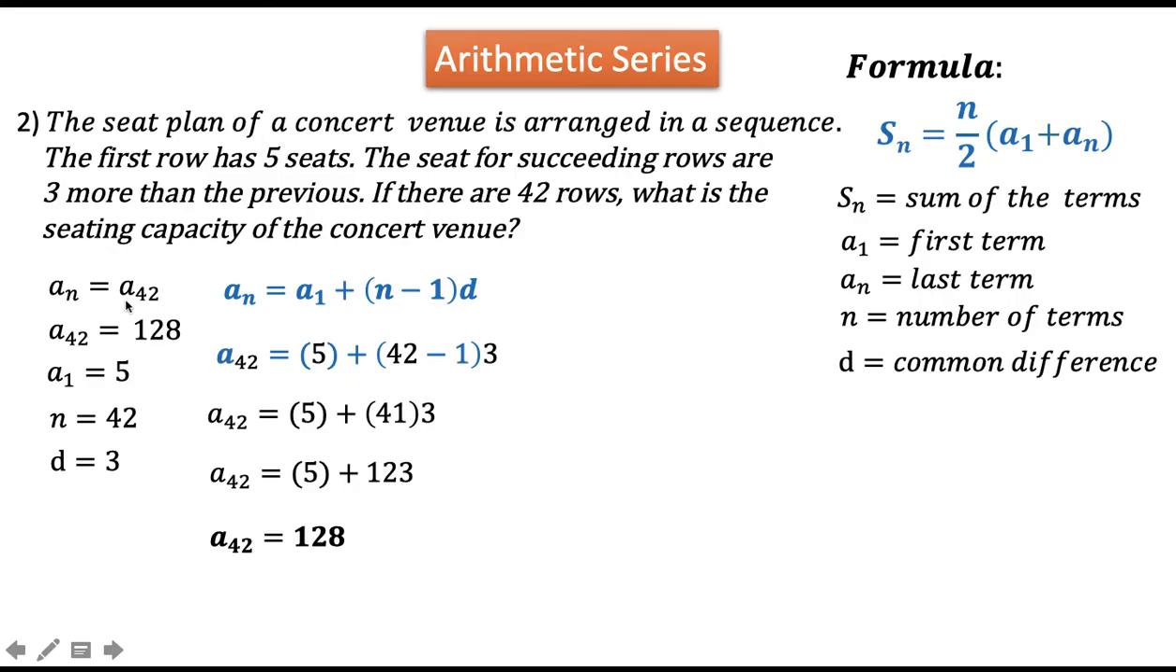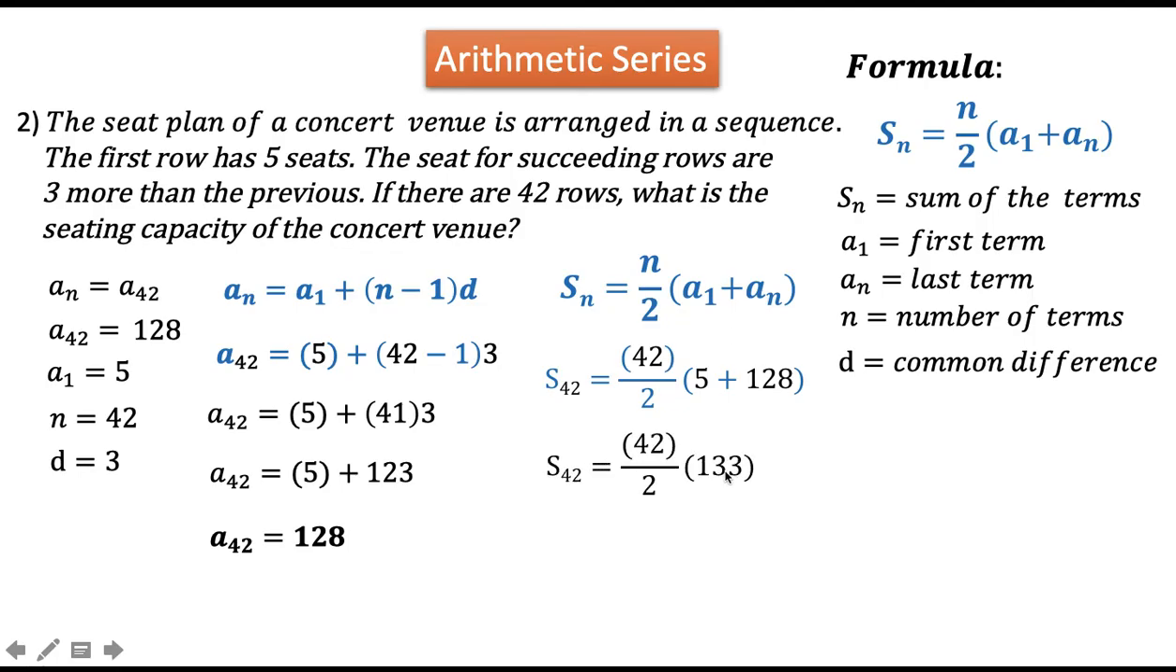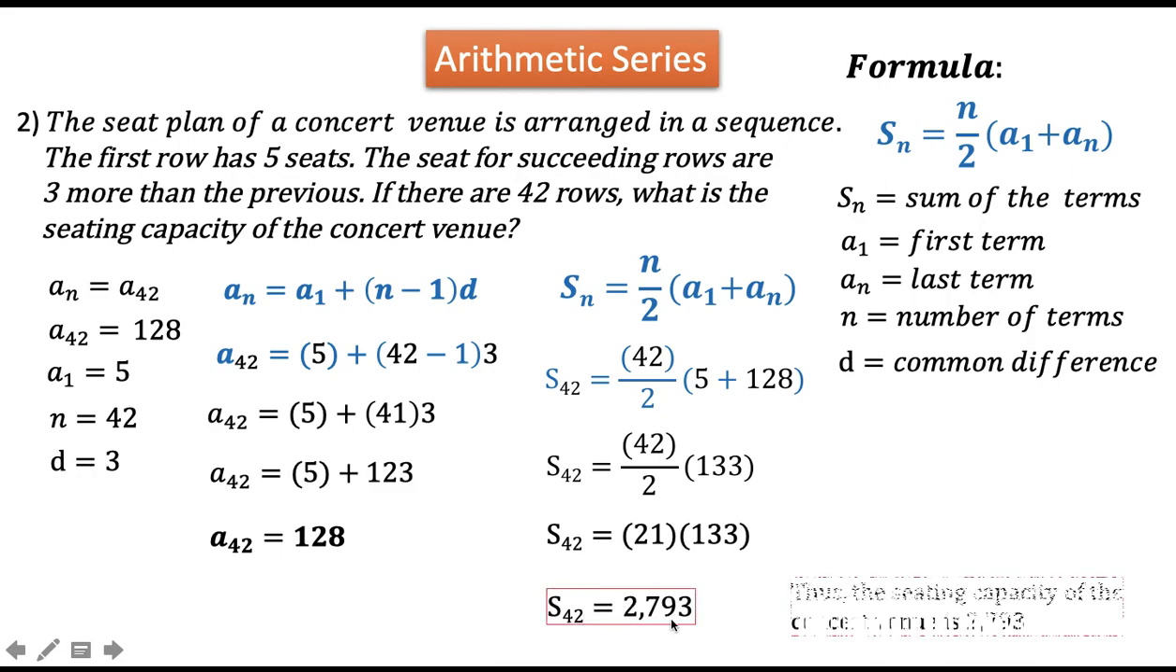So we already have the value of our last term, and we are now ready to use the arithmetic series formula. So write the given, the formula, and substitute the given. So our n is 42, a sub 1 is 5, and a sub n is 128. So 5 plus 128 is 133. 42 divided by 2 is 21. And finally, 21 times 133 is 2,793. Therefore, the seating capacity of the concert venue is 2,793.